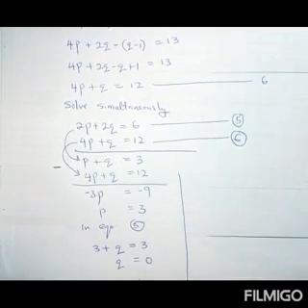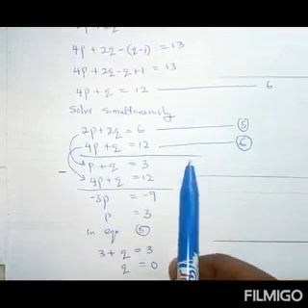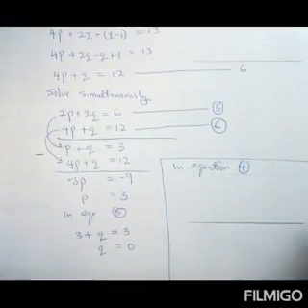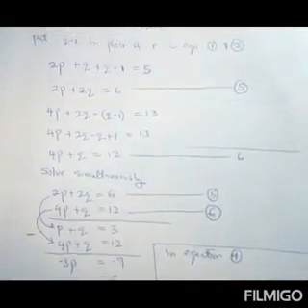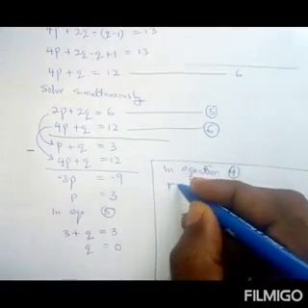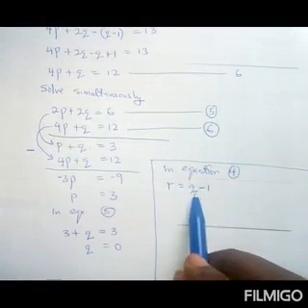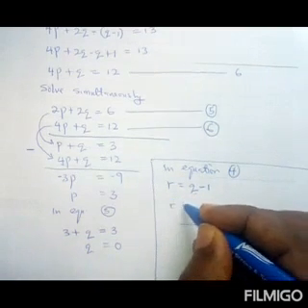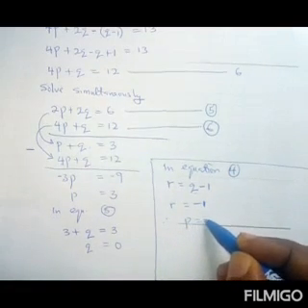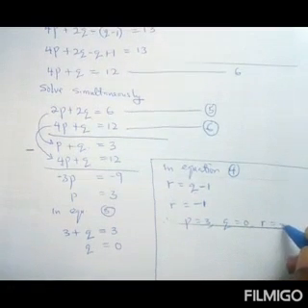Now, same place here, I want to get r. Remember the equation that connected. Equation 4 is r is equal to q minus 1, where q is 0. So r is minus 1. Therefore, our p is 3, our q is 0, and our r is minus 1.